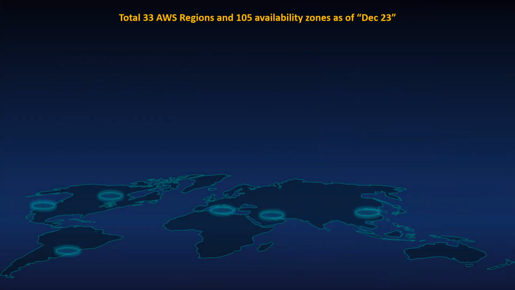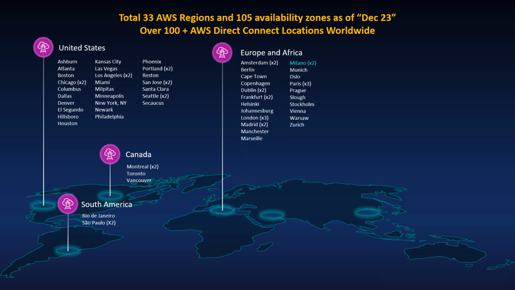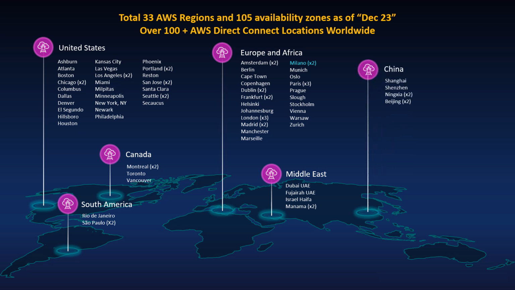There are a total of 33 AWS regions and 105 availability zones as of December 23, and over 100 AWS Direct Connect locations worldwide. These numbers keep increasing. AWS Direct Connect is globally accessible, offering a vast network of facilities worldwide from the US, Canada, Europe, China, and Asia. These Direct Connect sites enable the establishment of private high bandwidth connections to any AWS region.